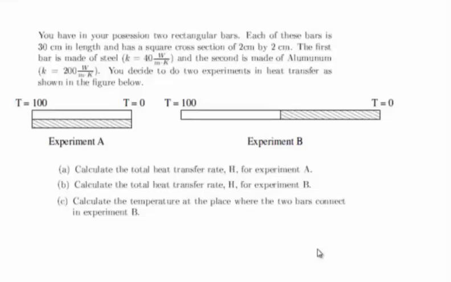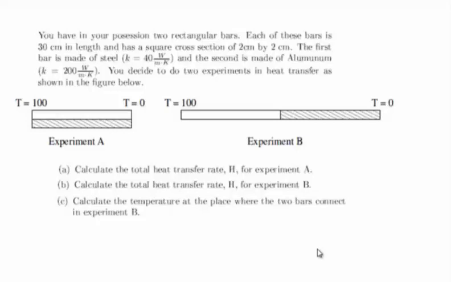You have in your possession two rectangular bars. Each of these bars is 30 centimeters in length and has a square cross section of 2 by 2 centimeters. The first bar is made of steel with a thermal conductivity of 40 watts per meter Kelvin, and the second one is made of aluminum with a thermal conductivity of 200 watts per meter Kelvin. You decide to do two experiments in heat transfer as shown in the figure below.